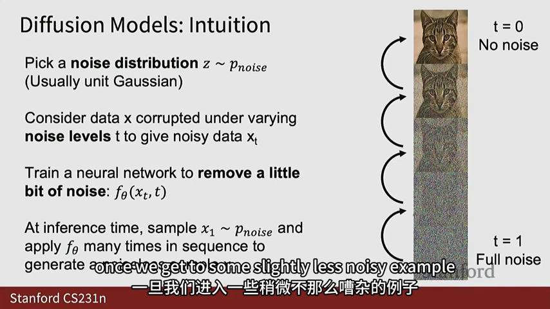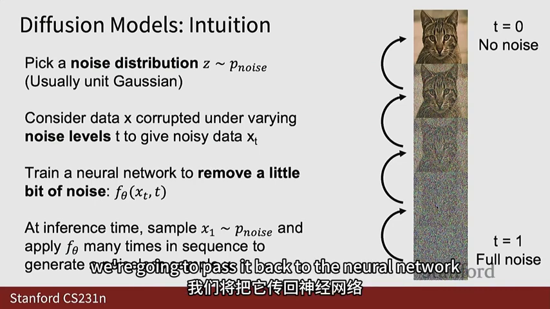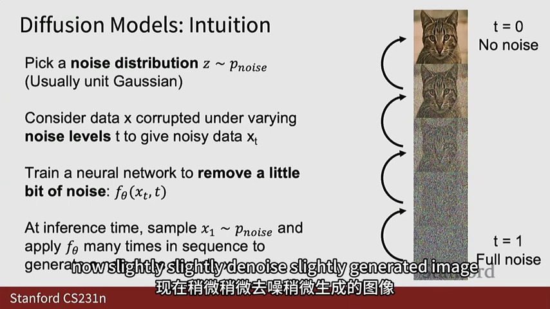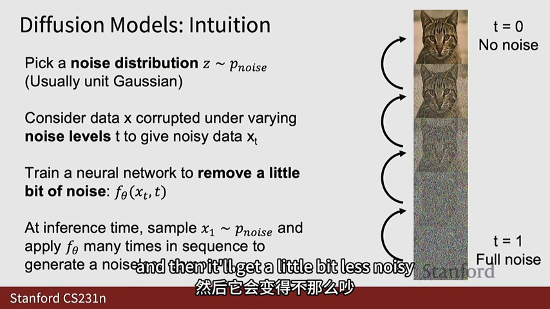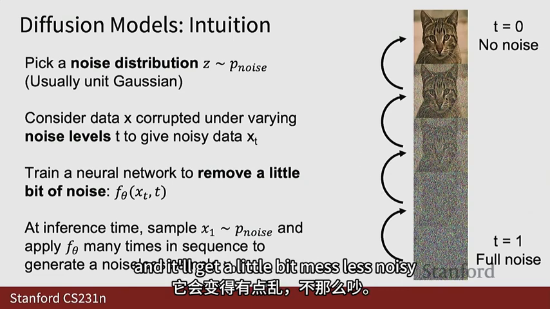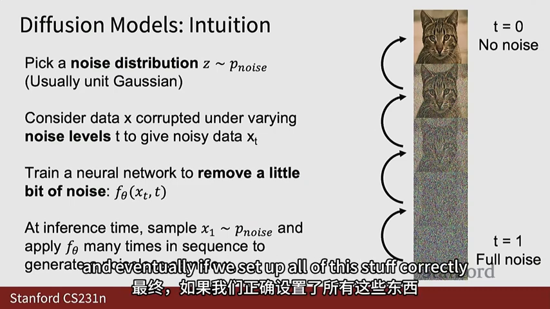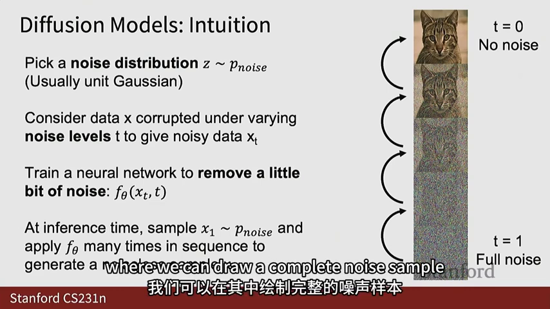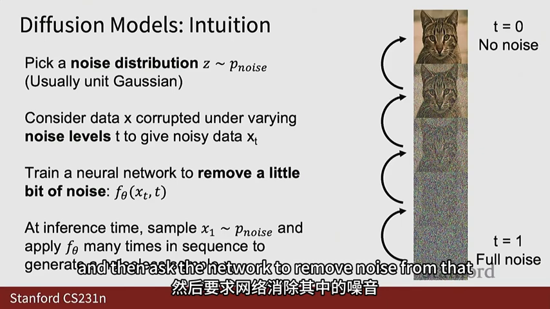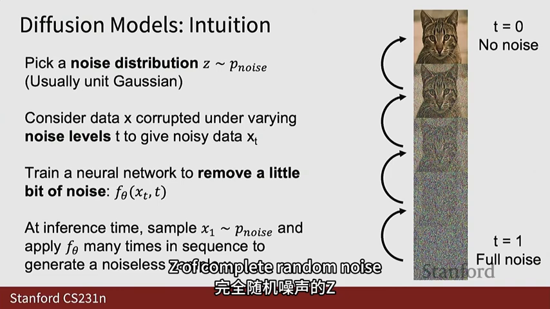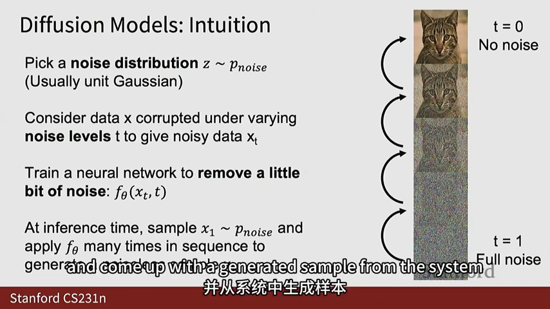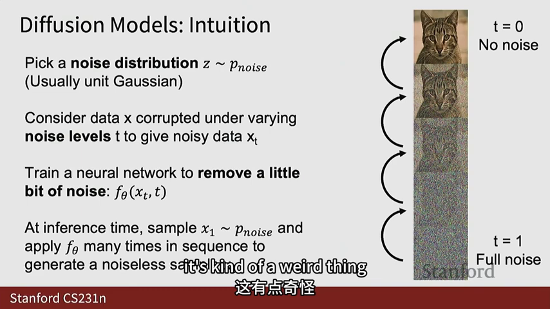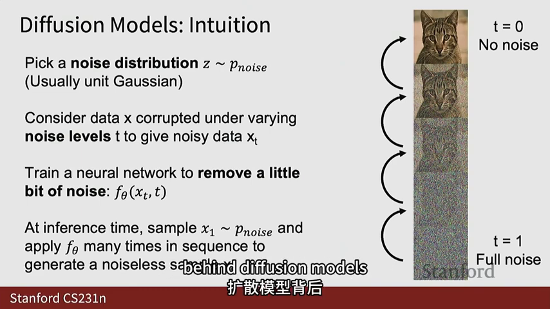And then, once we get to some slightly less noisy example, we're going to pass it back to the neural network and again ask it to remove just a little bit of noise from this now slightly denoised, slightly generated image. And then it'll get a little bit less noisy, and a little bit less noisy, and a little bit less noisy. And eventually, if we set up all of this stuff correctly, then we want to get to a situation where we can draw a complete noise sample Z and then ask the network to remove noise from that complete sample of random noise until eventually we've removed all the noise and come up with a generated sample from the system. So that's kind of a weird setting. It's kind of a weird thing, but that's kind of the intuition behind diffusion models.